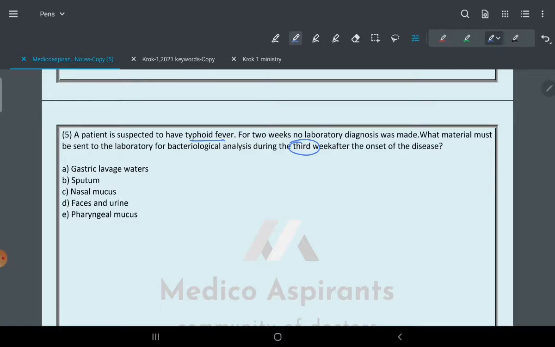So here the disease is typhoid fever. For 2 weeks no material was taken, and after the 3rd week. The 3rd week simply means 3 weeks, that is 21 days.